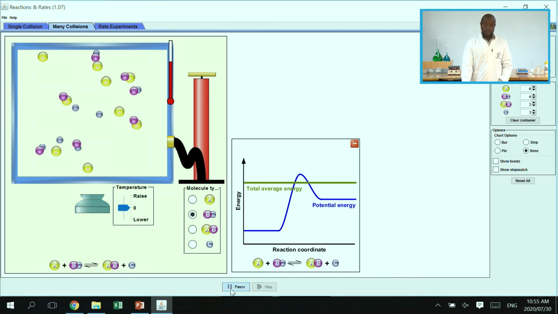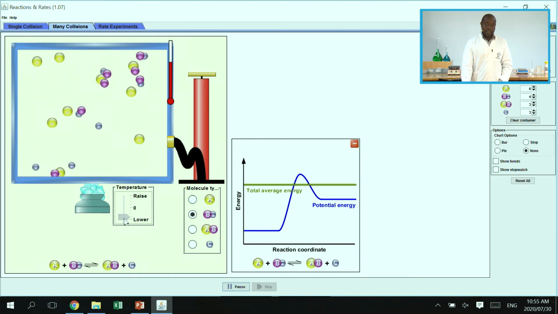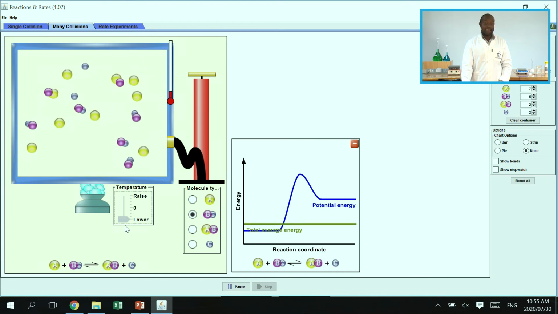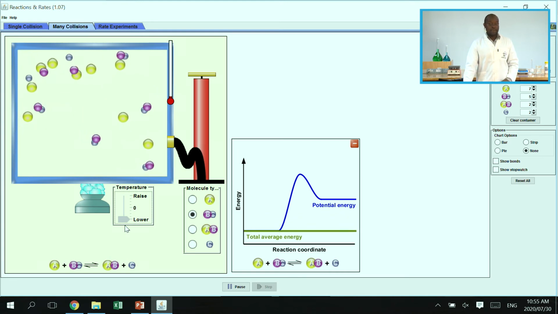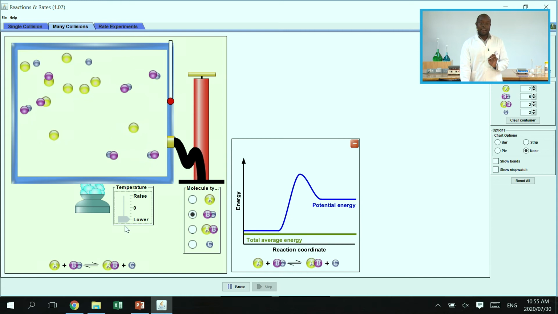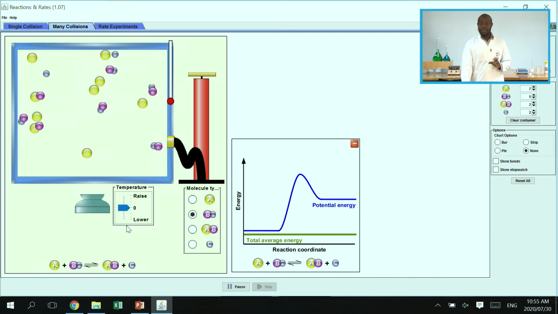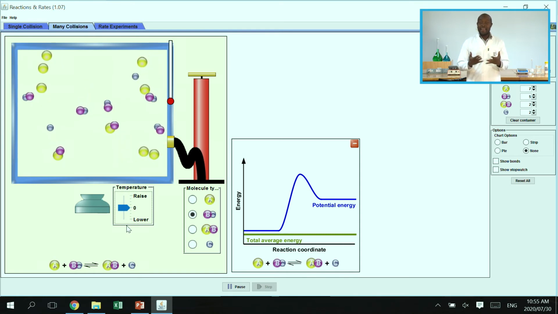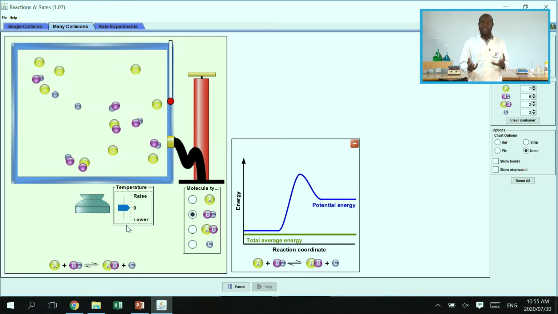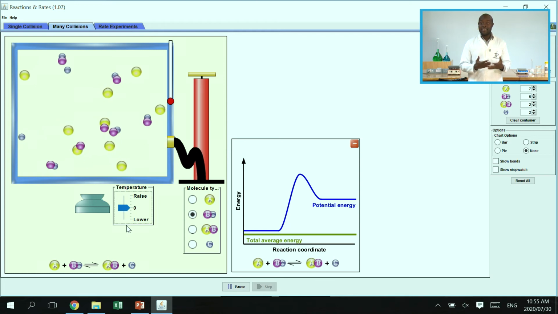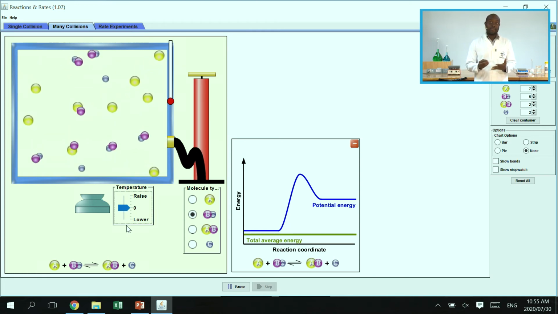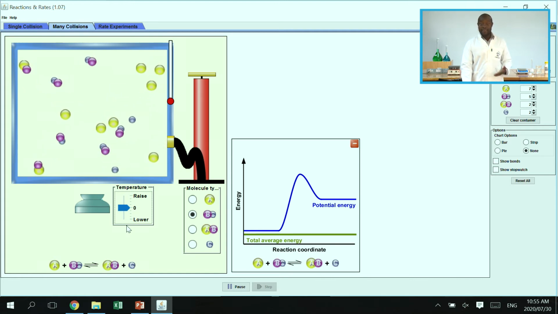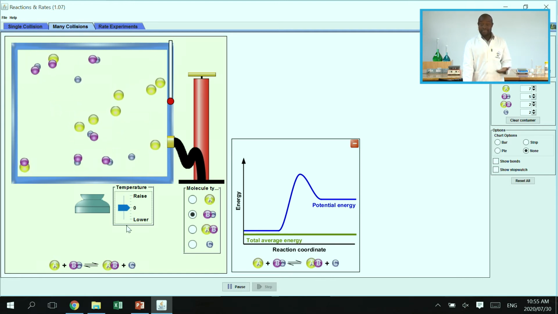So I'm going to click play, and I'm going to start with a low temperature. And our total average energy is going down. You notice that at a lower temperature, the kinetic energy of our particles is going to be low. And because they are moving around at a lower rate, the frequency of their collision is going to be low, and therefore you have fewer chances of successful collisions.